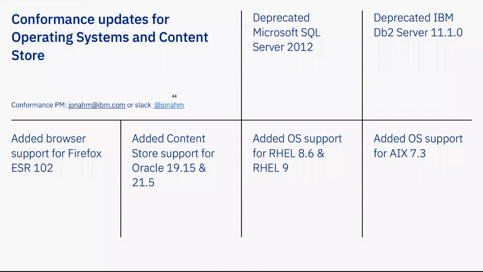Several conformance points were added, like the latest Firefox ESR, and the latest versions of Oracle, Red Hat, and AIX as well.